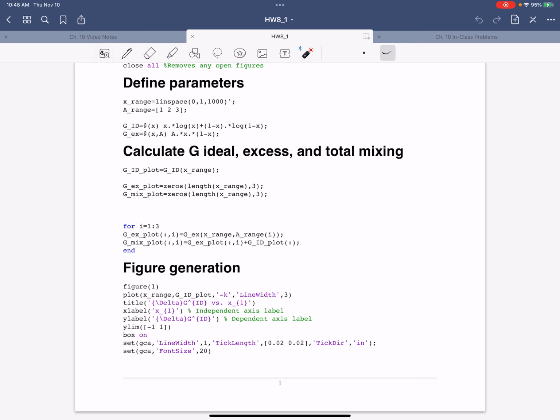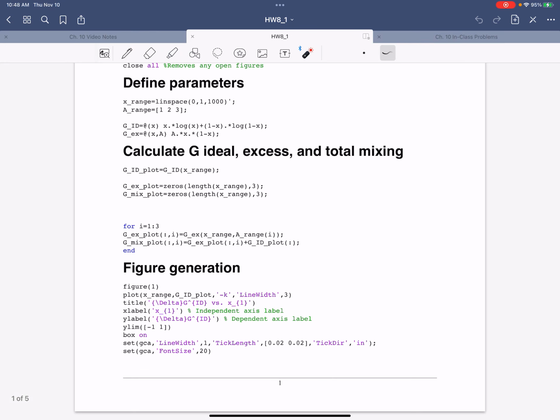For the excess molar Gibbs energy and the delta G of mixing, we need a for loop because we're going to be changing our A values. We first define a zeros matrix so that we can plug in our values later. It's going to have 1,000 rows and 3 different columns, and each column will be for a different A value. Our delta G of mixing is going to be the same thing.